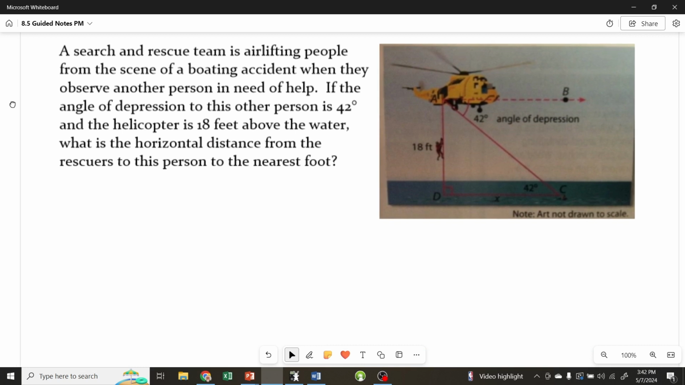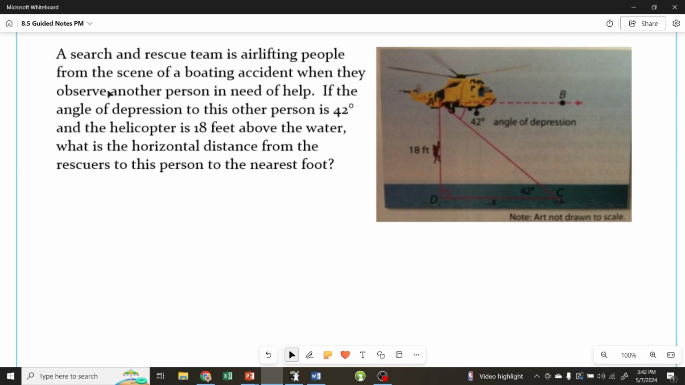Next, a search and rescue team is airlifting people from the scene of a boating accident when they observe another person in need of help. If the angle of depression to this other person is 42 degrees and the helicopter is 18 feet above the water, what is the horizontal distance from the rescuers to this person to the nearest foot?